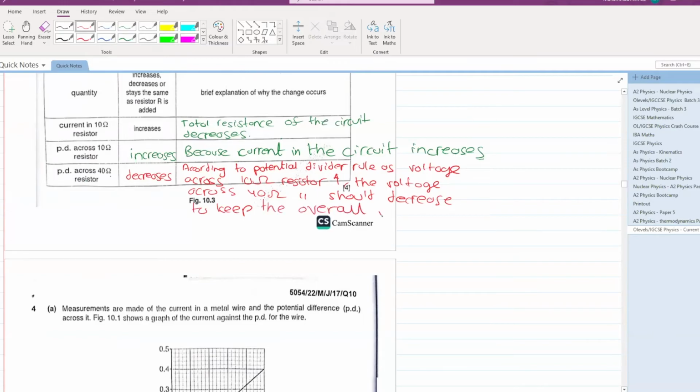To keep the overall voltage or EMF of the battery same. Obviously, you don't need to write all this story. You can write 1 to 2 lines from here and you will get the full marks. You can write till here. According to the potential divider rule, as voltage across 10 ohm increases, voltage across 40 ohm will decrease. You can finish your answer here.